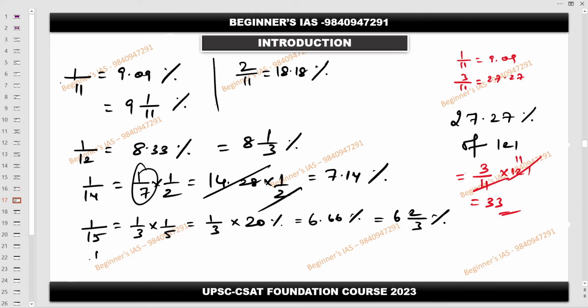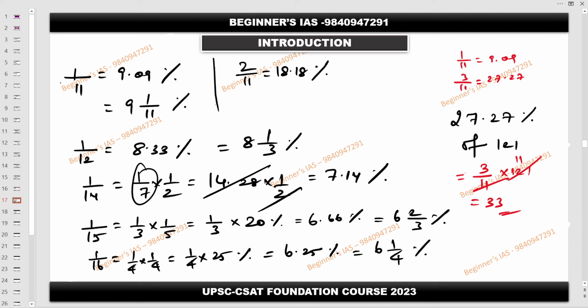Understanding? Then 1 by 16 is nothing but 1 by 4 into 1 by 4. 1 by 4 is 25 percentage, so 1 by 16 is 6.25 percentage. That can be written as 6 1 by 4 percentage. Remember, are you not clear with the concept? Whatever concept I have taught in this 1 hour, these are very important concepts.